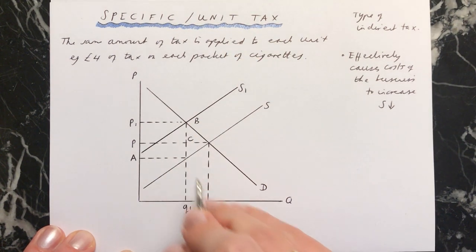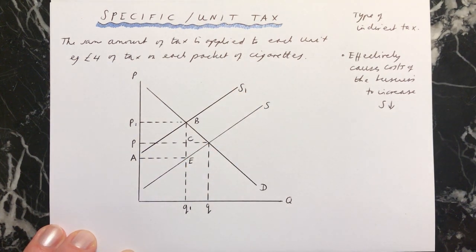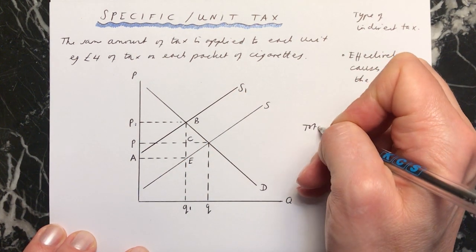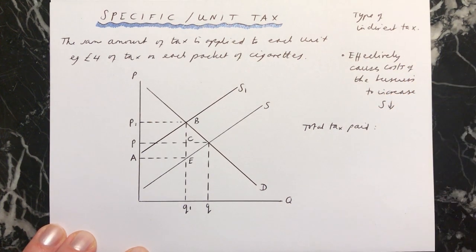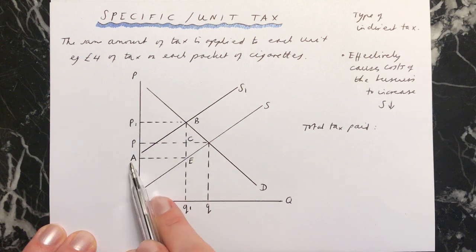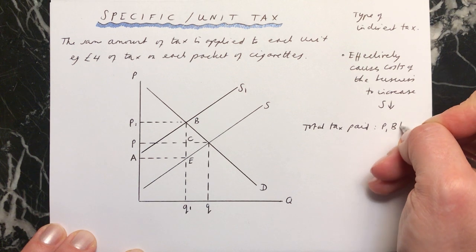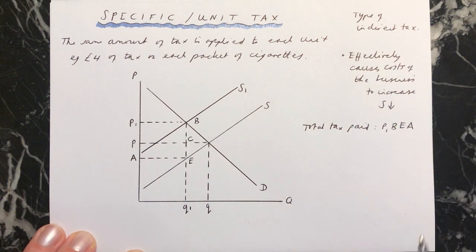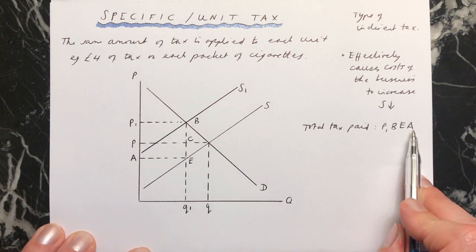Remember, don't call this D because we have D already. Maybe call that one E. So the total tax paid is the area P1BEA. So it's P1BEA. And you want to label the corners like this to make it clear for the examiner. Don't do shading, write this instead.